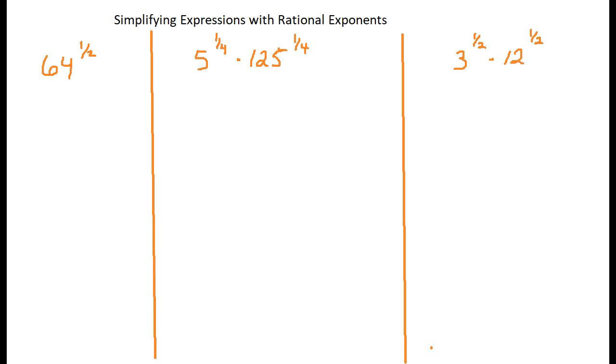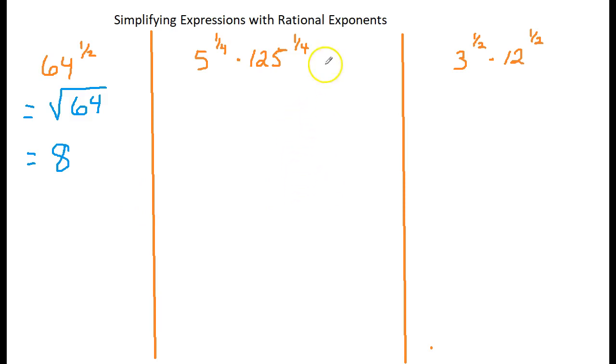All right, now 1/2 power, we can change that to square root because remember the index is the denominator. So this is the same thing as saying the square root of 64. Well, we know the square root of 64 is 8 because 8 times 8 is 64. So my answer for this is 8.